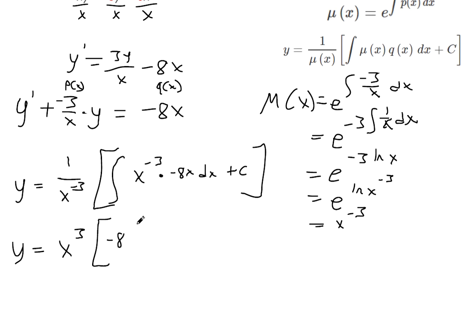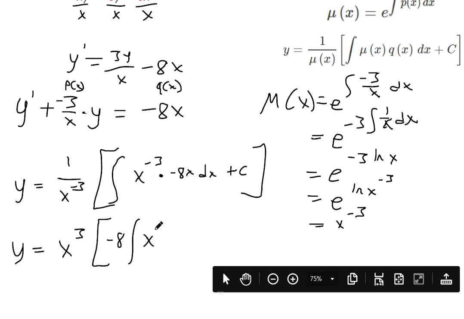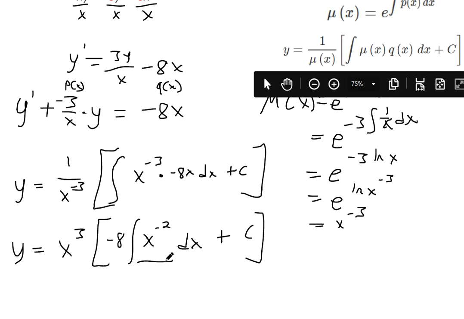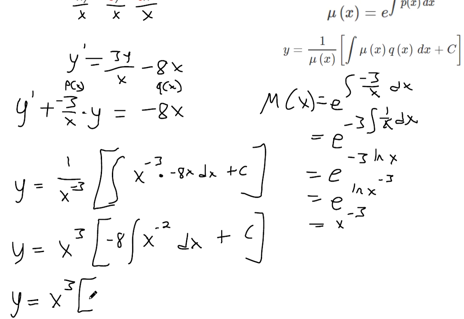Factor out the negative 8, and you get the integral. This is going to be x to the negative 2nd now, because x to the negative 3rd times x to the 1st. And that's a nice easy integral, a lot easier than some of the other ones in this week's problem set. Right, so this is negative 8 times, negative x, sorry, let's put that in parentheses, times negative x to the negative 1st plus some constant c.